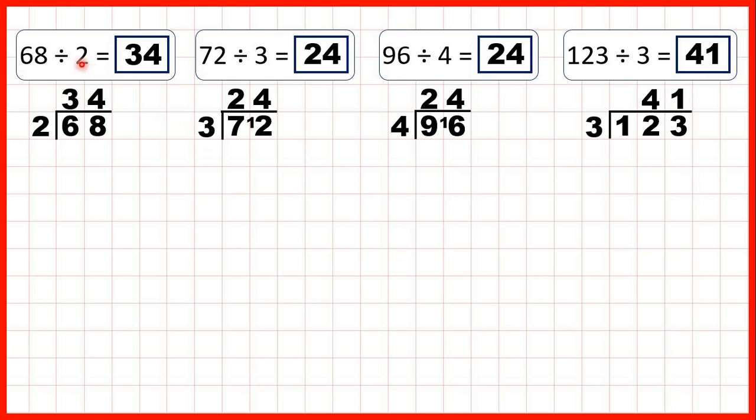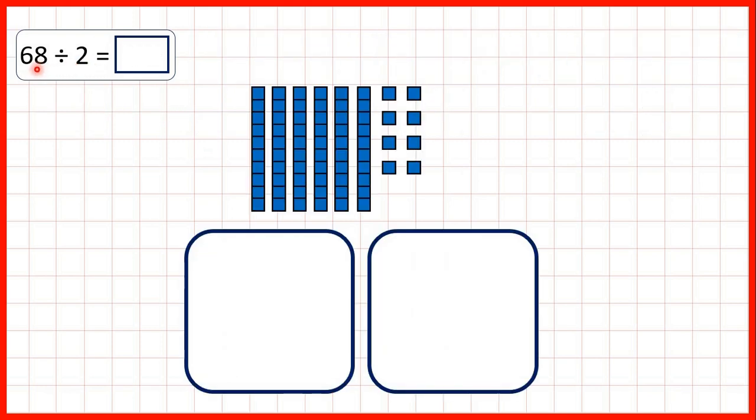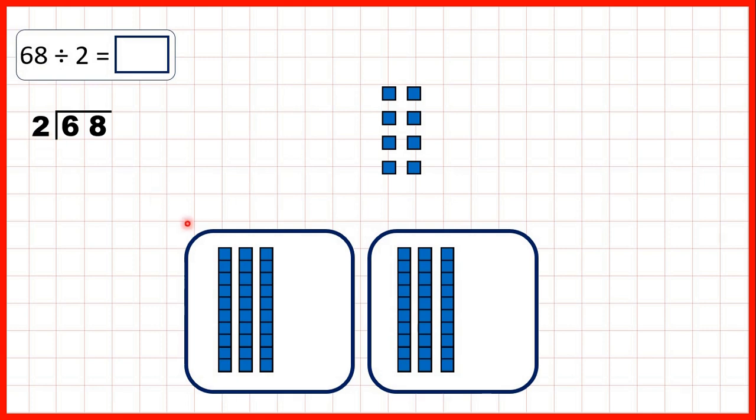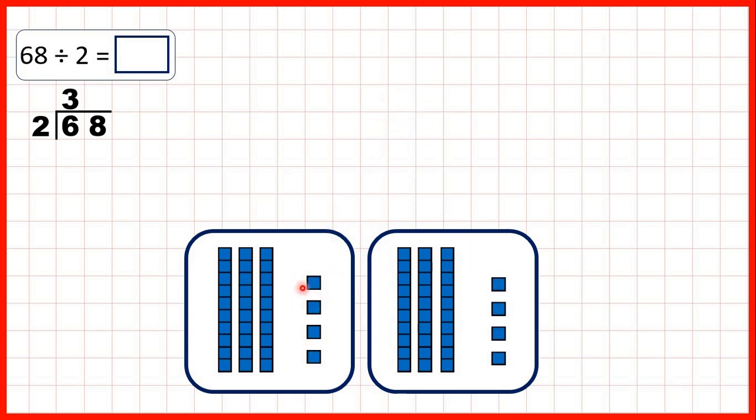So let's take a closer look at these questions. First, we had 68 divided by 2. First, we divided our 6 tens by 2, and that gave us 3, because we can see that we have 3 tens in each group. Then we divided our 8 ones by 2, and doing that meant that we got 4 ones in each group, so 4 as the ones digit of our answer, 34.